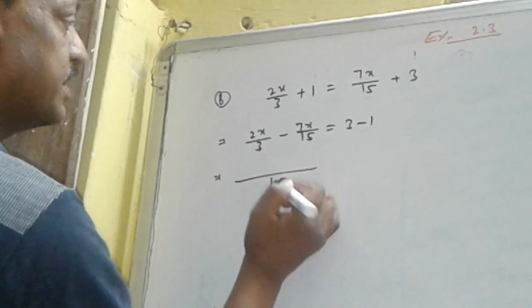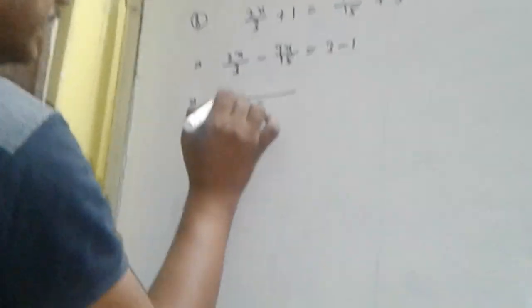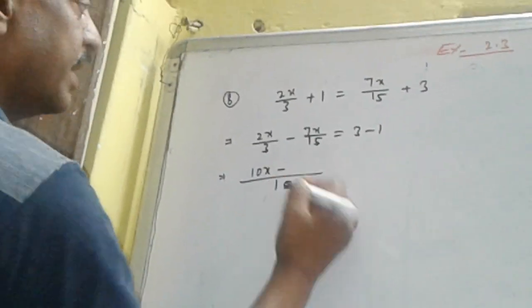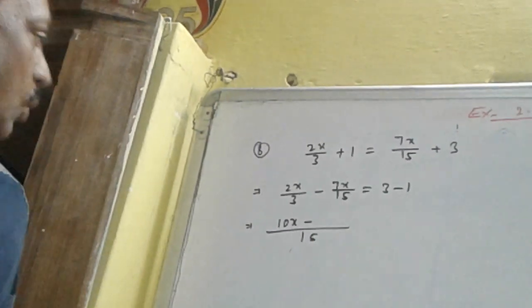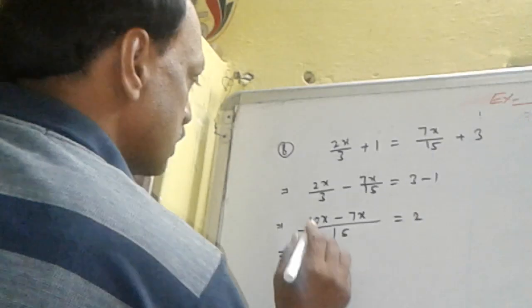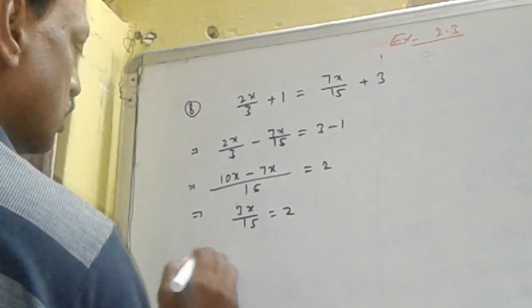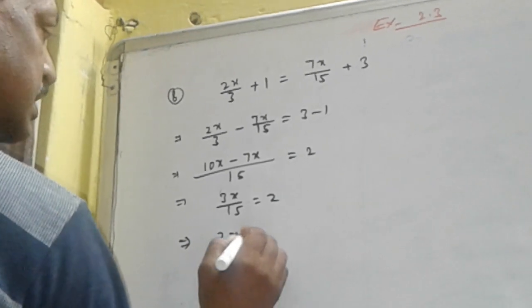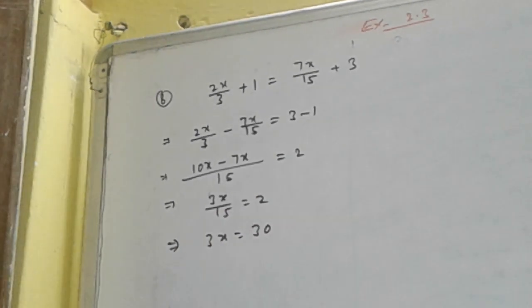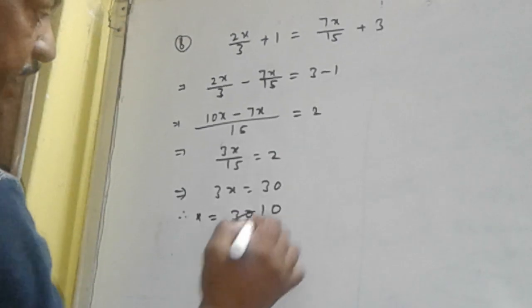LCM of 3 and 15 is 15. Just 15 divided by 3 is 5. 5 times 2 is 10, so 10x. 15 divided by 15 will give 1. 1 into 7 is 7. So this is 10x minus 7x equal to 2. 10 minus 7 is 3x by 15 equal to 2. So 3x equal to 15 times 2, 30, by cross multiplication. Therefore value of x is 30 upon 3 and it is 10. So x equal to 10, answer.